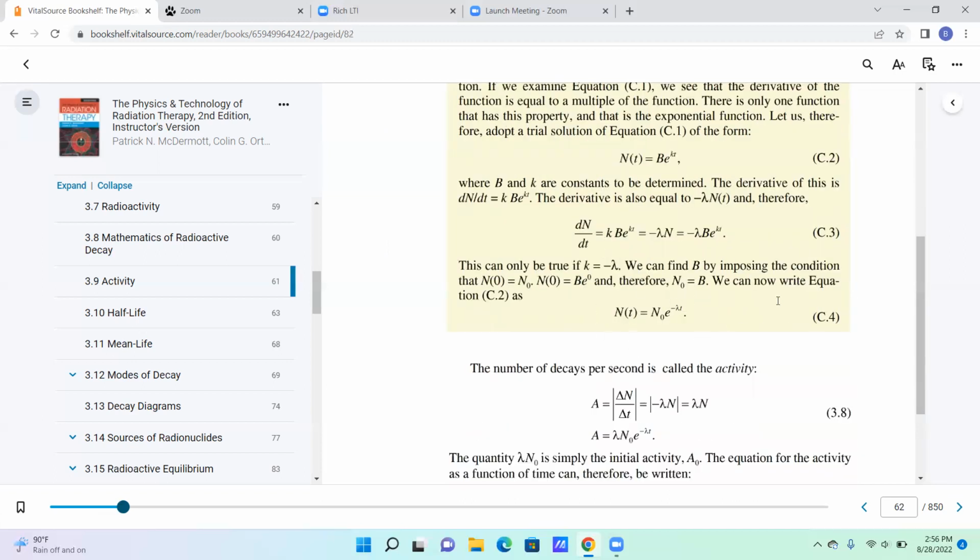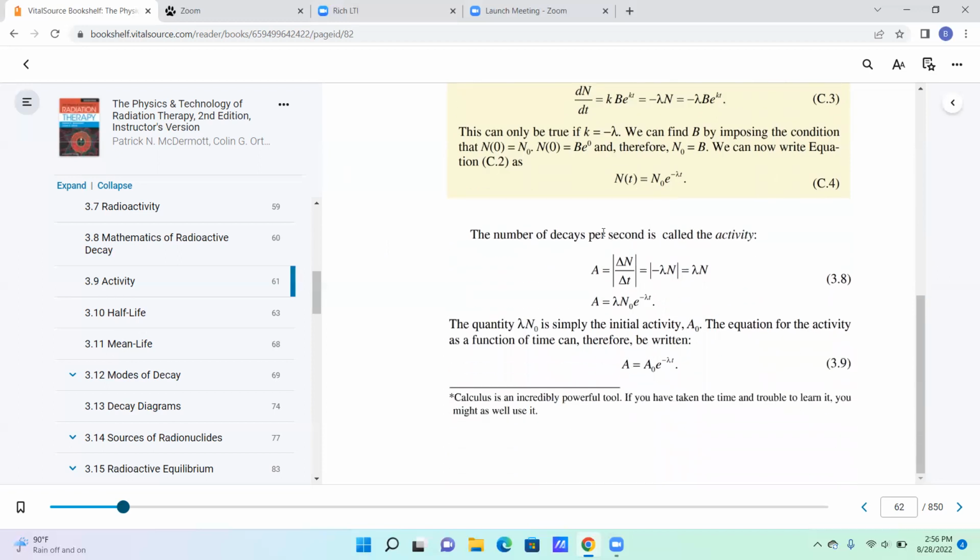So again, here's the derivation of the formula. You can go through that if you wish, but it's not necessary to do so. The number of decays per second is going to be called the activity. We're going to write that in as A. So it's the change in N over the change in time, which, as we've already discovered, is minus lambda N, which if we take the absolute value of it, is just lambda N. And therefore the activity is going to be equal to lambda times N naught times this function of T.